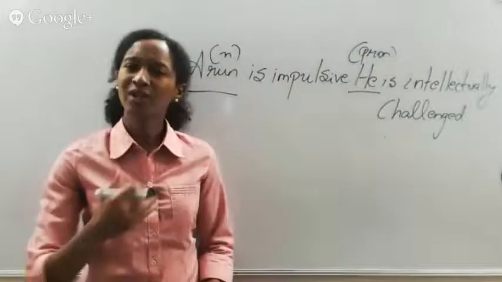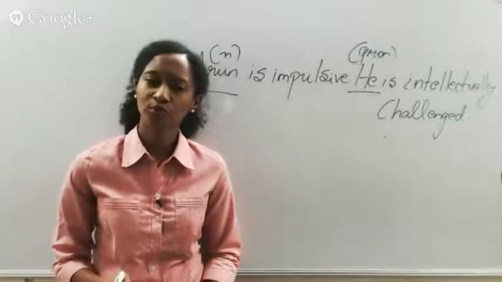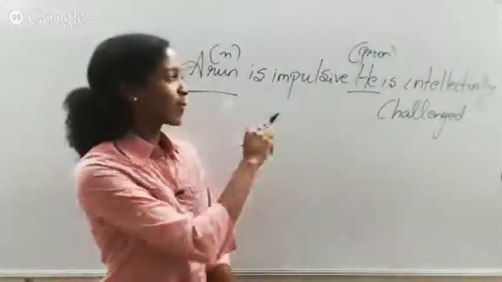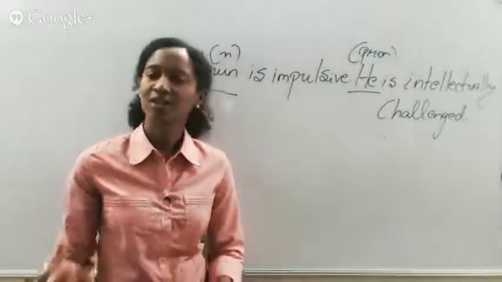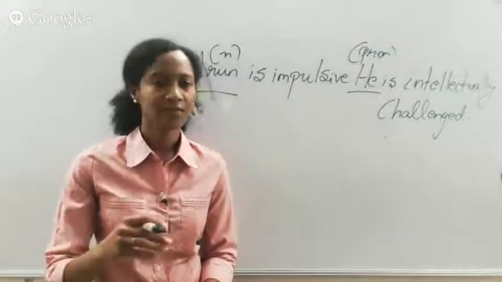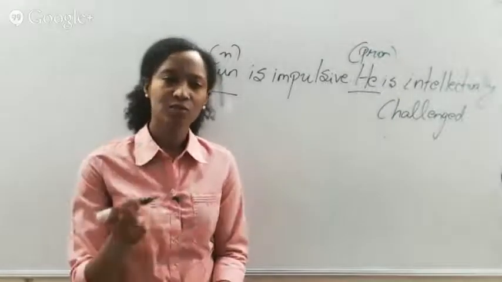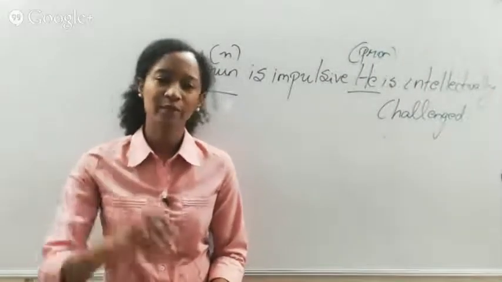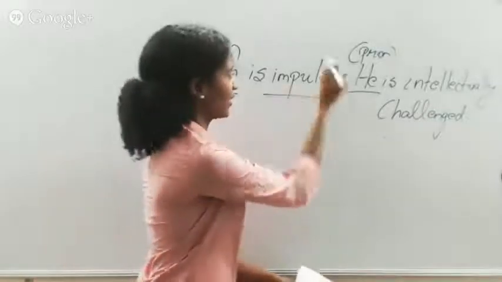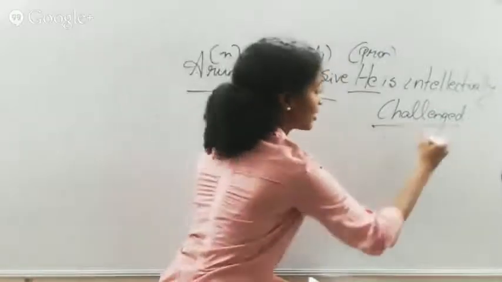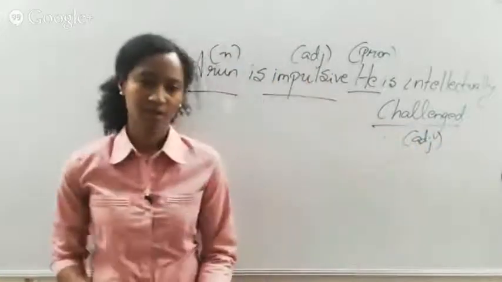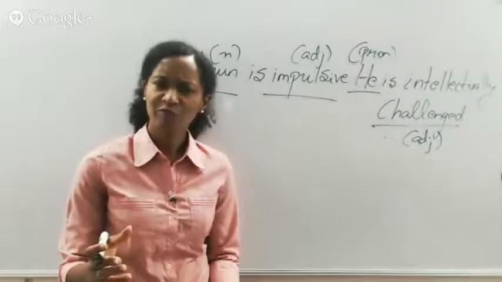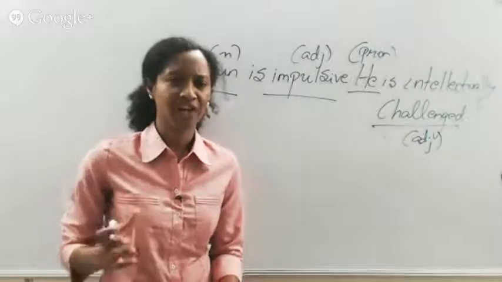Are there other words in the sentence describing Arun a little more? Some additional information about Arun? Any guesses? Yes, we have impulsive. Any other words talking about Arun? Challenged. Right? So these two words, what part of speech is this? Describing words, describing the noun. Adjectives. Right? Impulsive and challenged. What is impulsive? Impulsive means to do without thinking, to act fast without thinking.